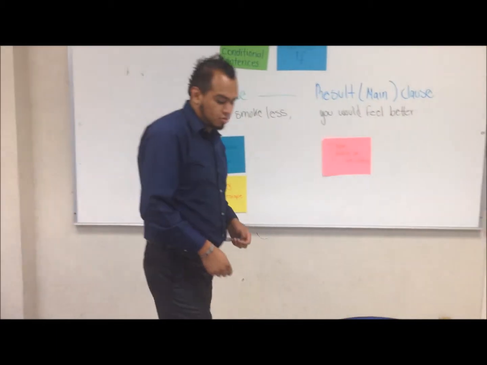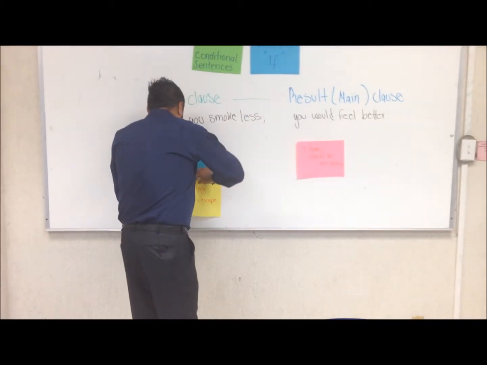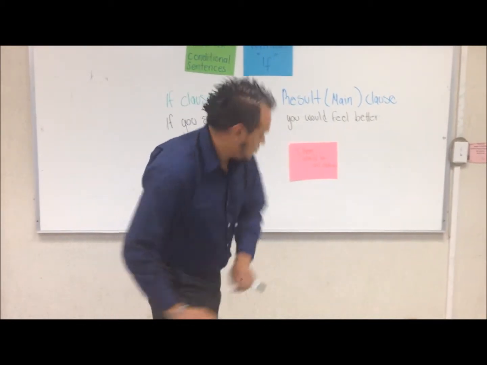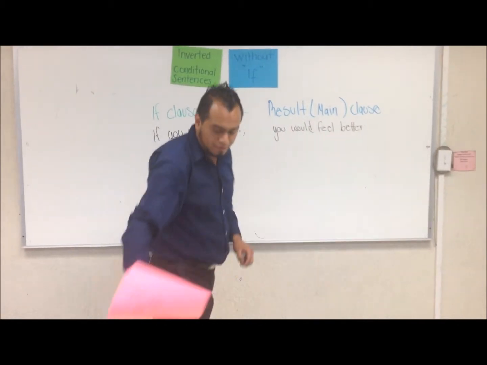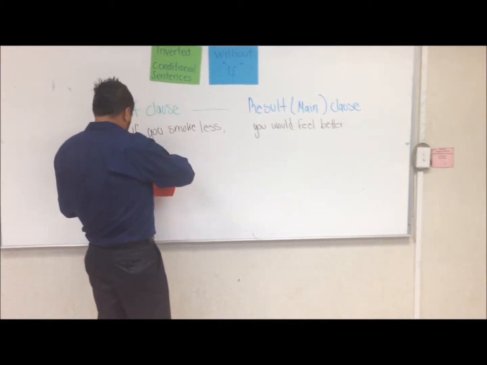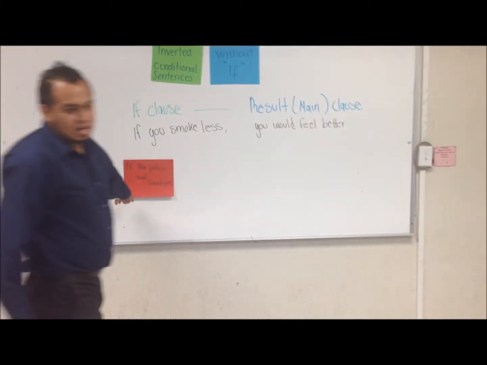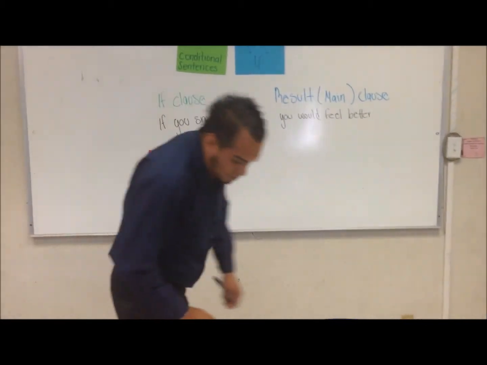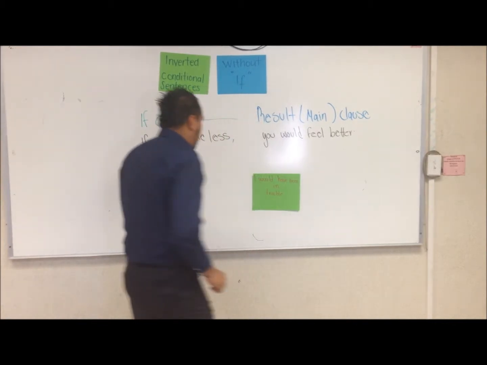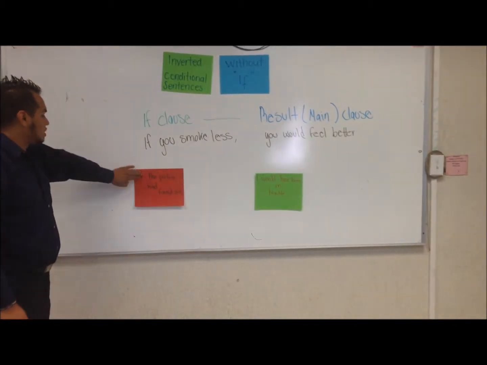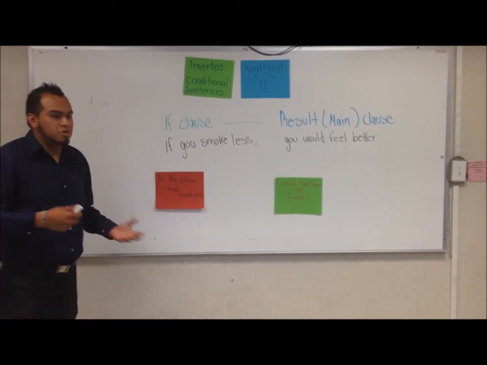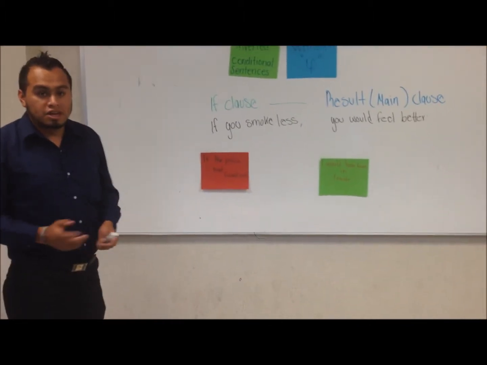So here we have another example for you to practice. If the police had found out, I would have been in trouble. So here we have the if clause, and we have the result or main clause. Which do you think is going to be the inversion of this clause? Any idea?